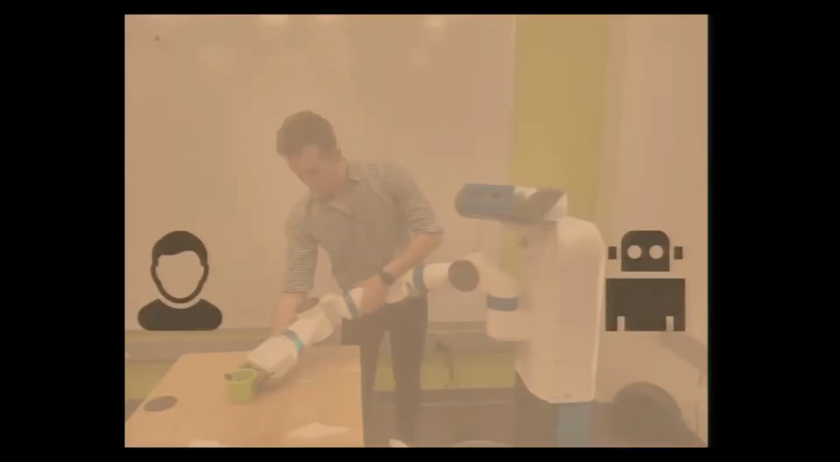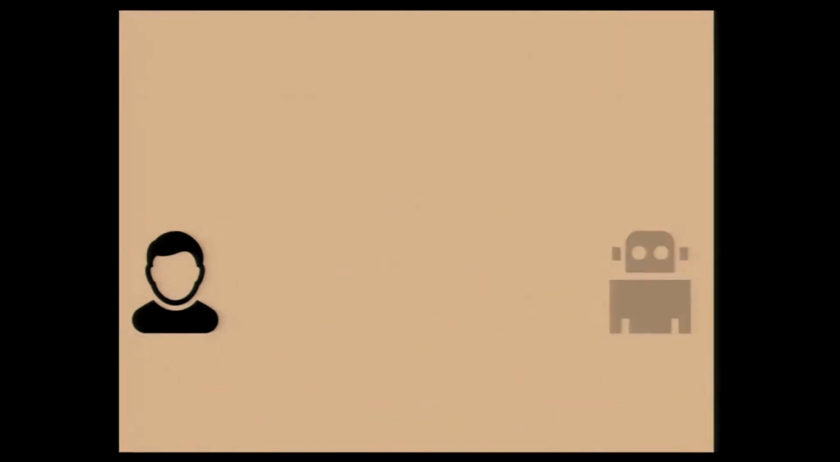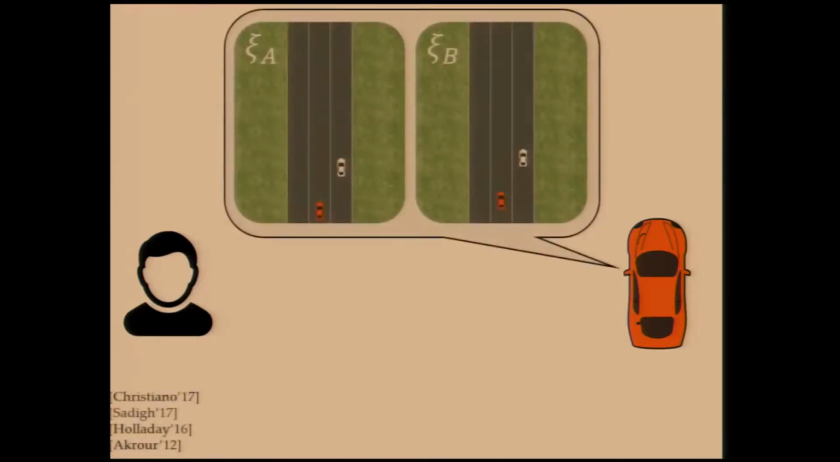Let's say we have a user who wants the robot to perform a task. The user has an internal reward function that he wants the robot to optimize, but the robot doesn't know this reward function. For example, the robot can be an autonomous car, and the user wants the car to drive with respect to his preferences. One approach commonly used in robotics is preference-based learning, where the car shows several different trajectories and asks the user's preference.